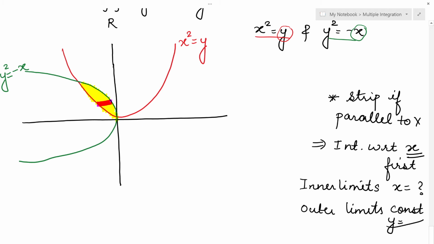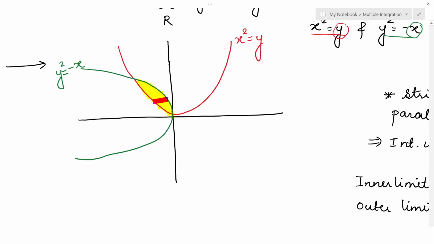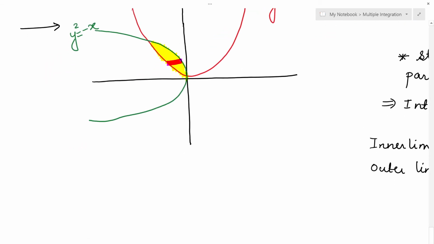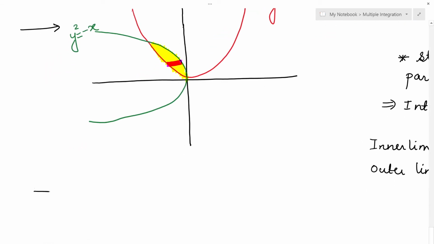So basically these things is what you need to memorize. Strip is parallel to x-axis. You will have to integrate with x first. Is that clear? Then inner limits will be x is equal to something. Okay, so basically first try to understand. I'm taking this sum a bit slowly because this is a first sum, and if you understand this sum properly, you are through.